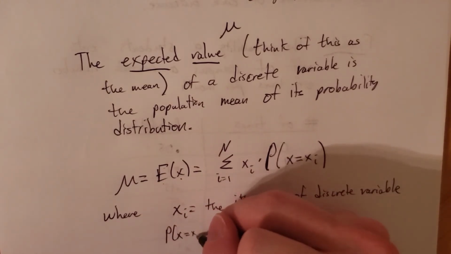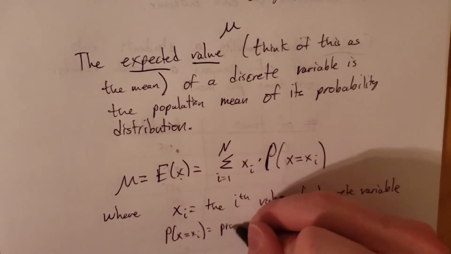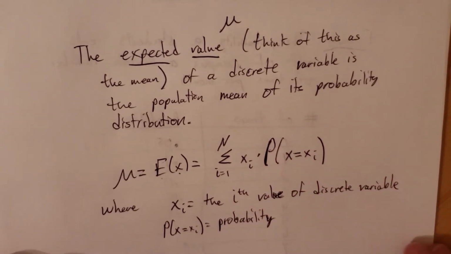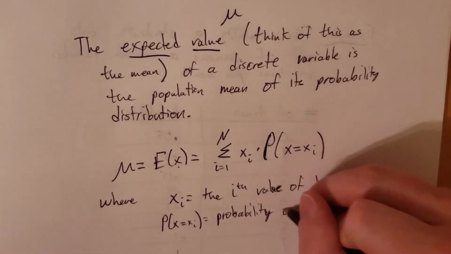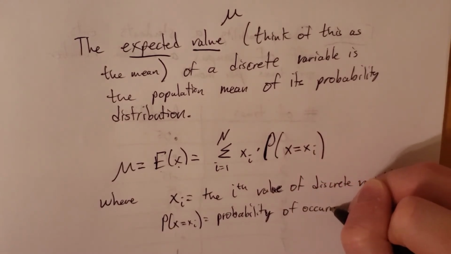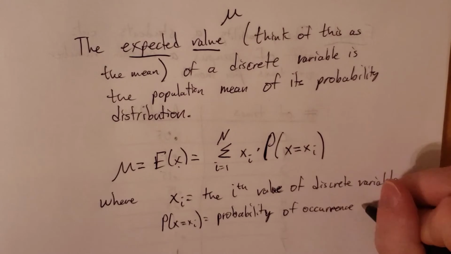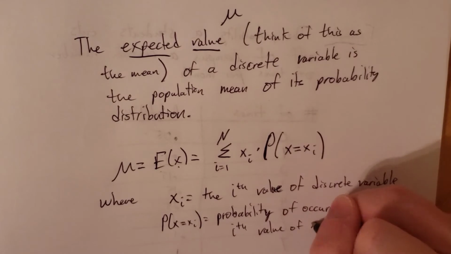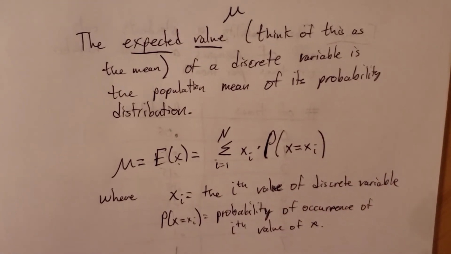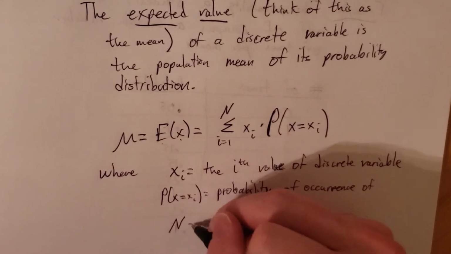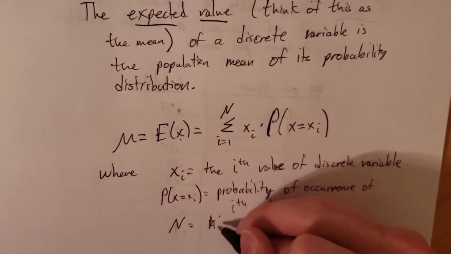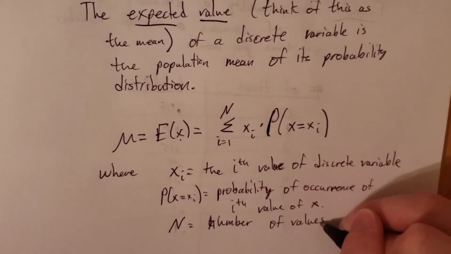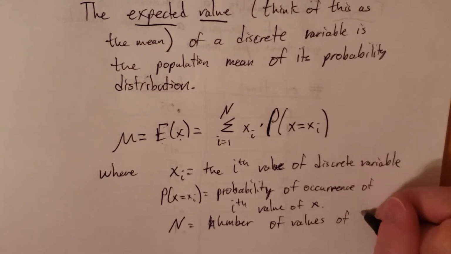P of x equal to x sub I is the probability of occurrence of the ith value of x. And finally, capital N is just the number of values of the discrete variable x.